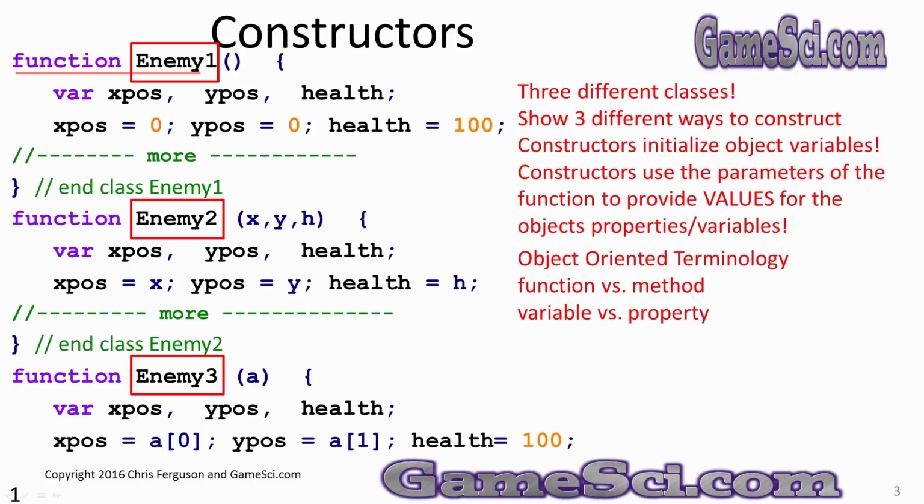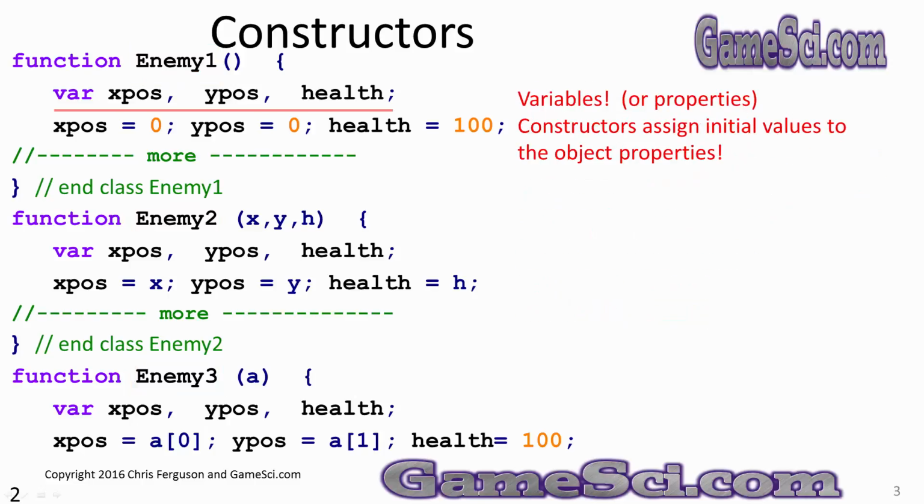I also want to learn a little object-oriented terminology here. When it's outside of an object, let's call these things functions. When it's inside of an object, let's call them methods. When it's outside of an object, let's call it a variable. When it's inside of an object, let's call it a property. Variables, or properties if it's inside of an object. Constructors assign initial values to object properties. That's what the constructor code does. It initializes your variables.